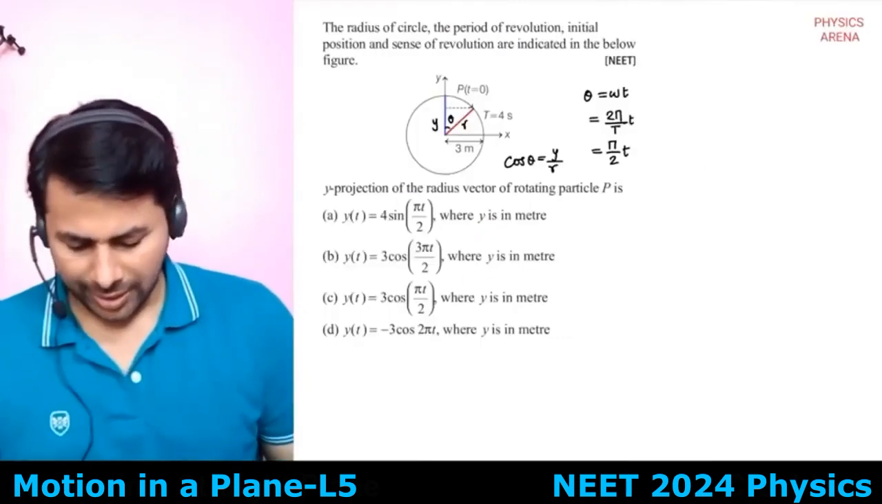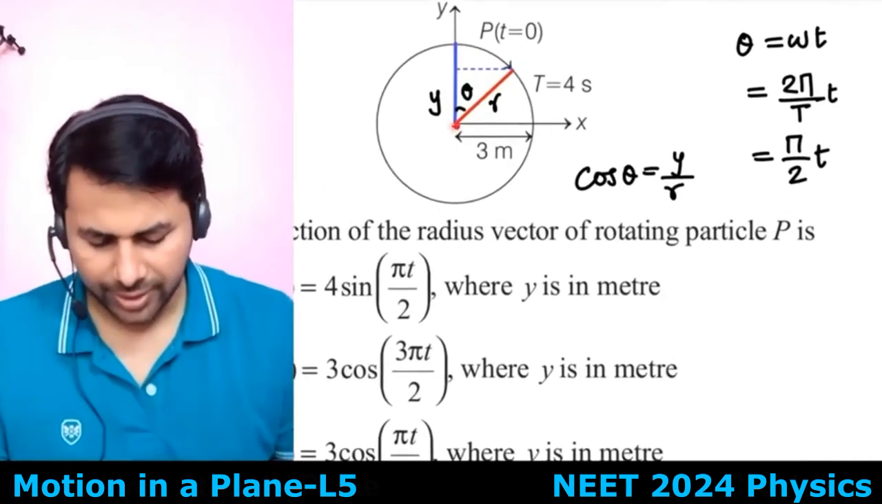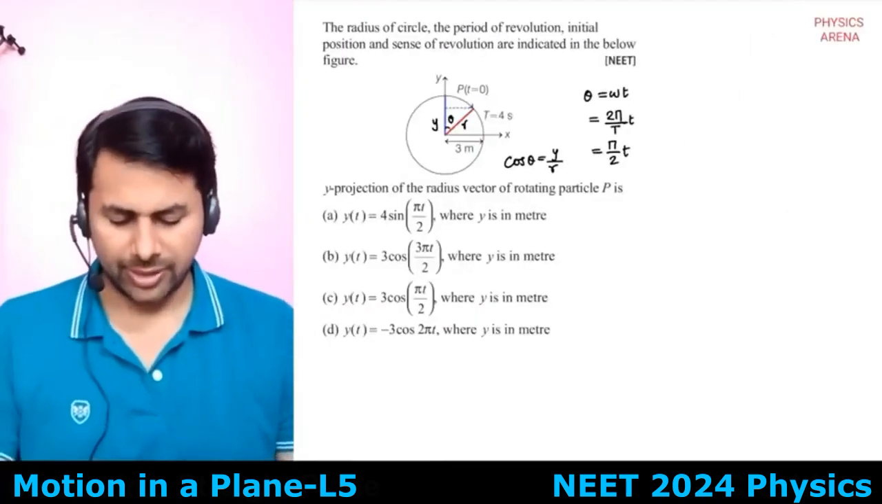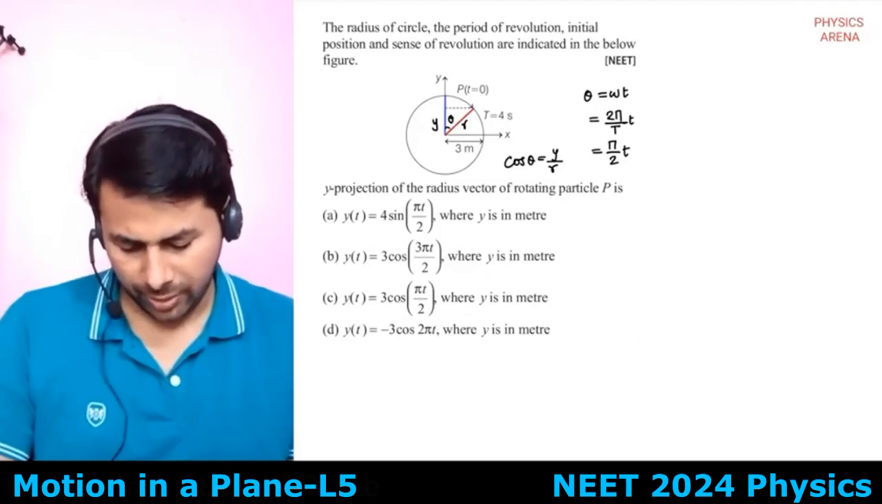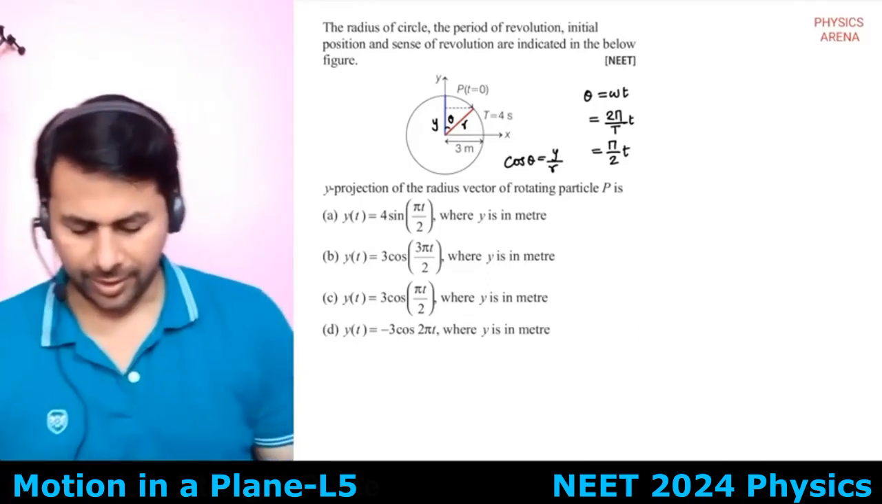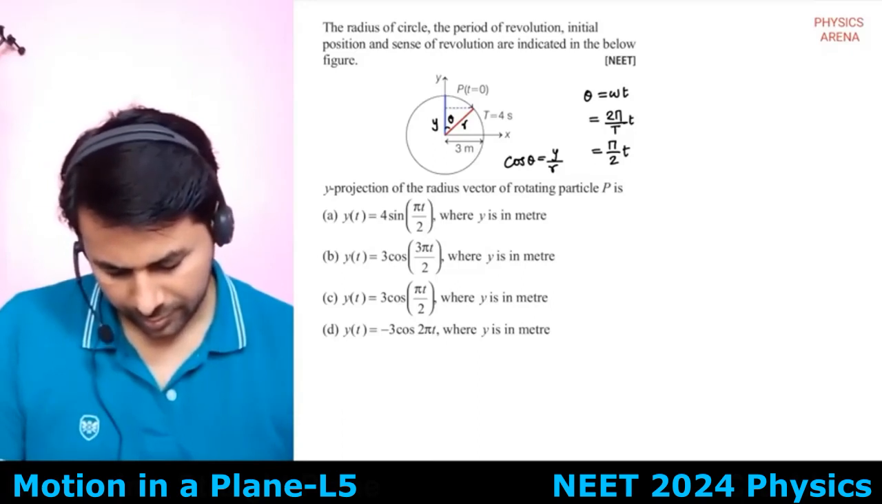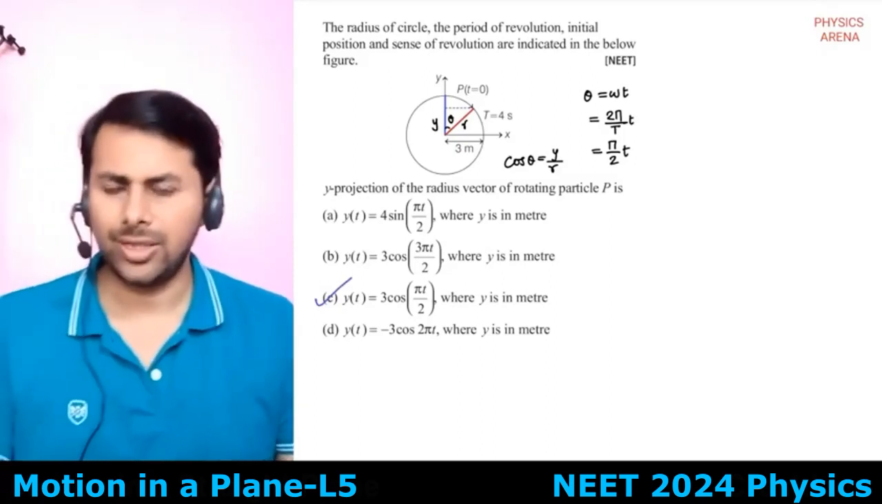So now tell me which of these options is correct. And how much is radius? 3 meters. Radius is 3 meters. So which one is correct? Option C, right? Yeah, option C. Is it clear?